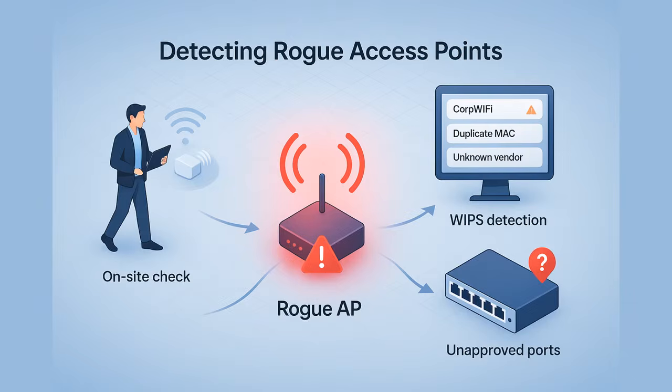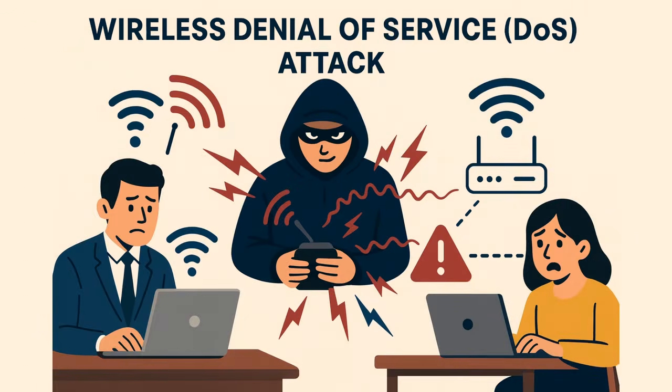Another wireless concern is detecting rogue access points. Physical inspection and Wi-Fi analyzers can find unauthorized access points. Wireless intrusion prevention systems detect typo-squatted SSIDs, duplicated MAC addresses, or unknown brands. Switch monitoring can reveal access points not connected to approved switch ports, flagging them as potential rogues. And then you have your wireless denial of service. Attackers can jam Wi-Fi signals or use disassociation attacks. These send spoofed management frames to disconnect devices repeatedly. This forces users off the legitimate network, sometimes onto an evil twin.